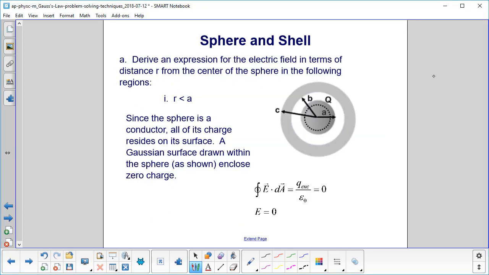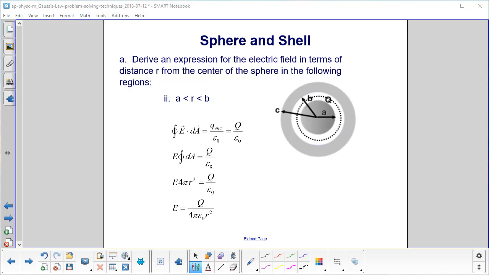Here's our first region for finding the electric field, r less than a. You sketch your Gaussian surface with a radius less than a, and you find that since the sphere is a conductor, all of its charge must be on the surface. So that's out here. Therefore, the Gaussian surface encloses no charge. Using Gauss's law, the integral of E dot dA equals Q enclosed. Well, there is no Q enclosed. It's 0. So the electric field is 0.